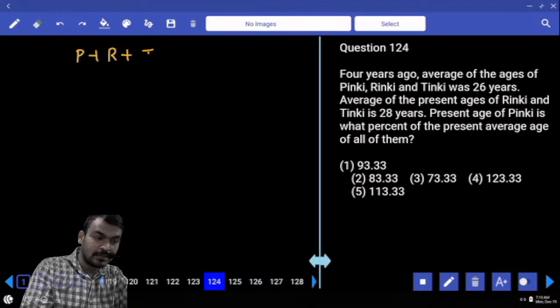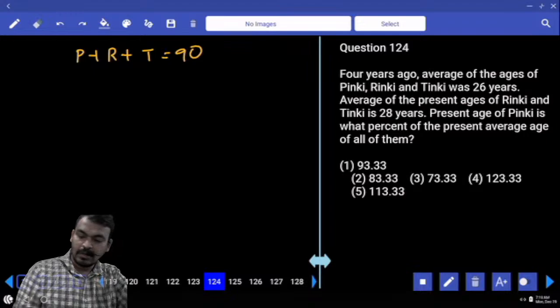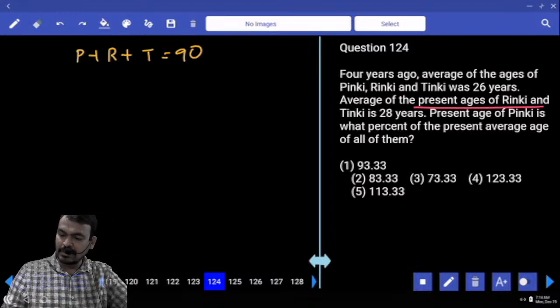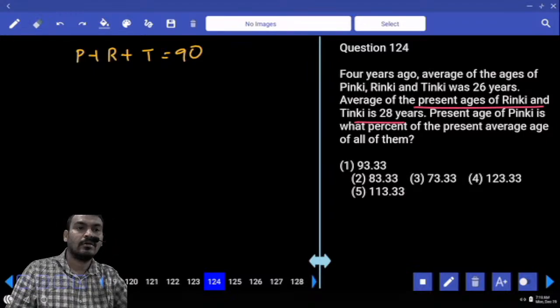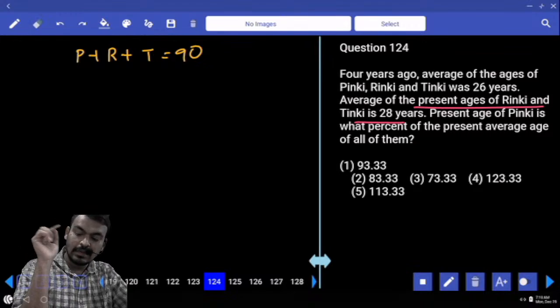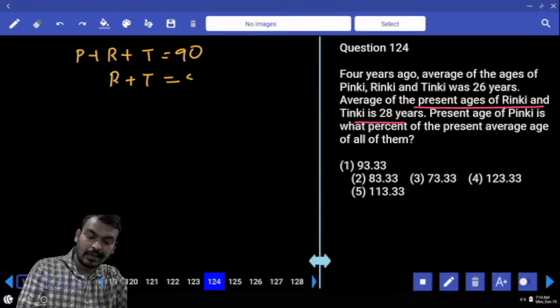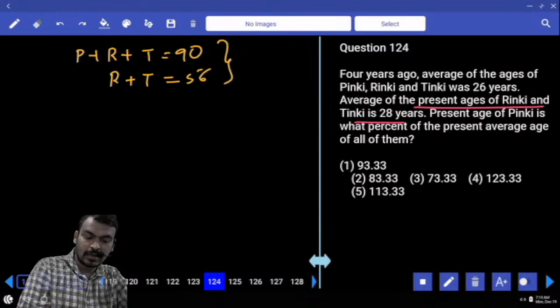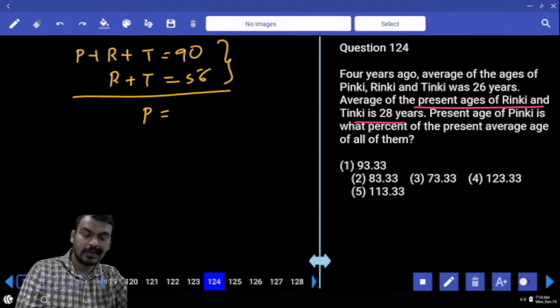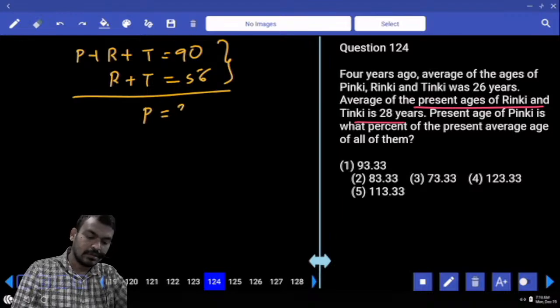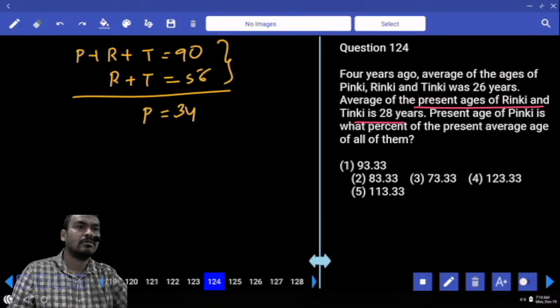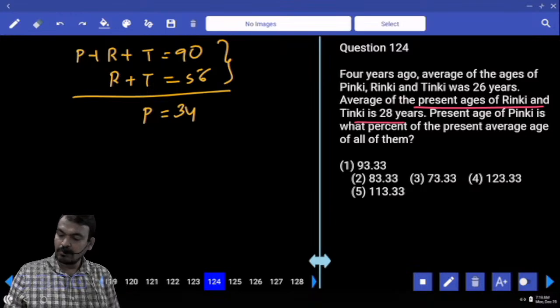Pinky plus Rinky plus Tinky is equal to how many years? 90. The average of the present ages of Rinky and Tinky is how much? 28. Rinky and Tinky 28, average means the sum is how much? 56. Subtracting, we get which one's age? Pinky, or not? Pinky is how many years? 34, or not? 34. What is the question here?